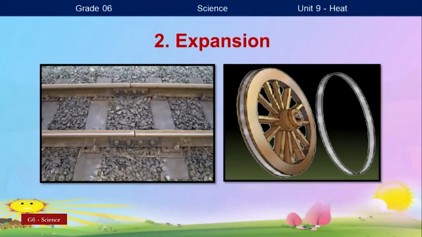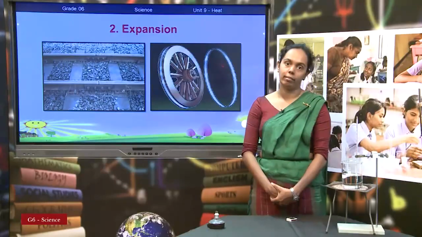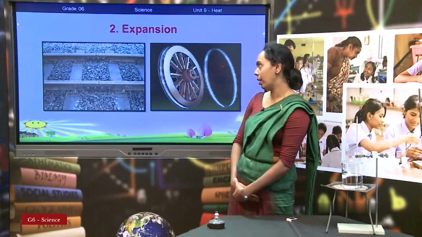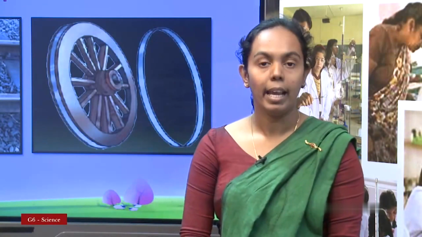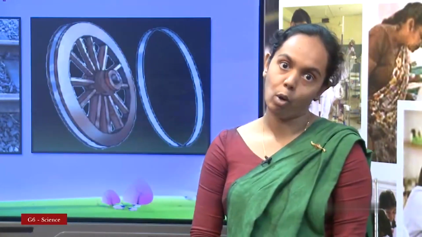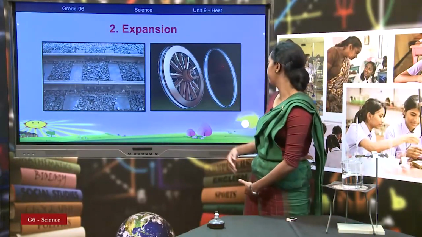You can remember, first of all I told you that under expansion we are going to learn about expansion of solid, expansion of gas and expansion of liquid. I would like to ask two questions and try to find out the answers during this lesson. First of all, why is there a gap between rails in a railway track? And also, why do we have to heat the rim before fixing it onto the cart wheel? Through the lesson, I hope you can find the answers.